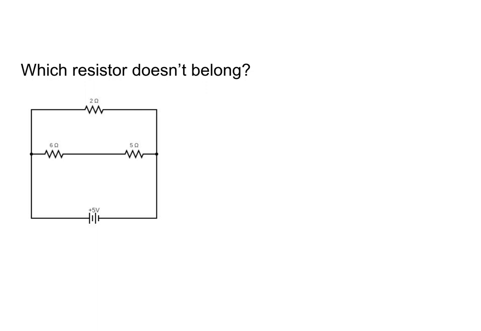Okay, so hopefully you've taken the time to pause and make your decision. When I look at this, the resistor that doesn't belong is the 2 ohm resistor, because the 5 ohm resistor and 6 ohm resistor are next to each other on the same piece of wire, while the 2 ohm resistor is up by itself. So when I'm solving this circuit, I'm going to begin by pretending that my 2 ohm resistor doesn't exist.